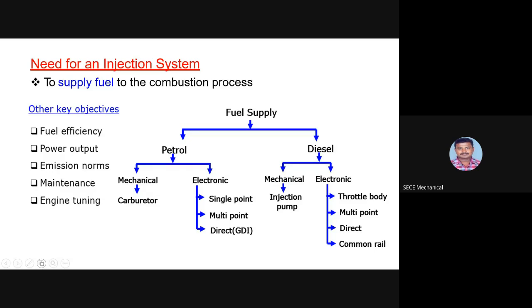In diesel engines we have the mechanical injection pump, because in olden years we used only mechanical components or devices to inject the fuel into the engine at the right time. But nowadays we have electronic methods to inject the fuel. In diesel engines also we have different types of electronic fuel injection methods: throttle body, multi-point, direct, and common rail. The other key objectives of the injection system are fuel efficiency, power output, emission norms, maintenance, and engine tuning.